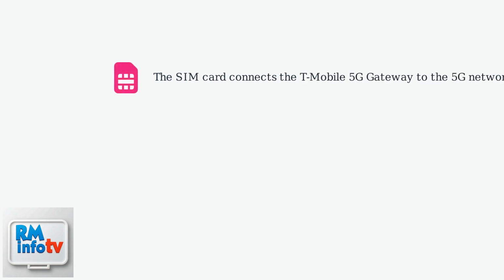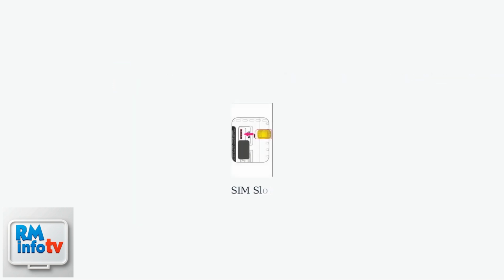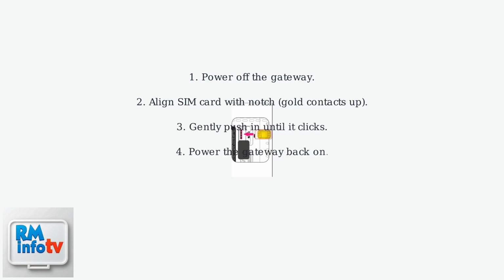The T-Mobile 5G gateway uses a SIM card to connect to T-Mobile's 5G network, providing high-speed internet without traditional cable. Locate the SIM slot on the back of the gateway. It's usually labeled SIM or has a pinhole icon. For models like the Arcadian KVD21, it's a push-to-insert slot.